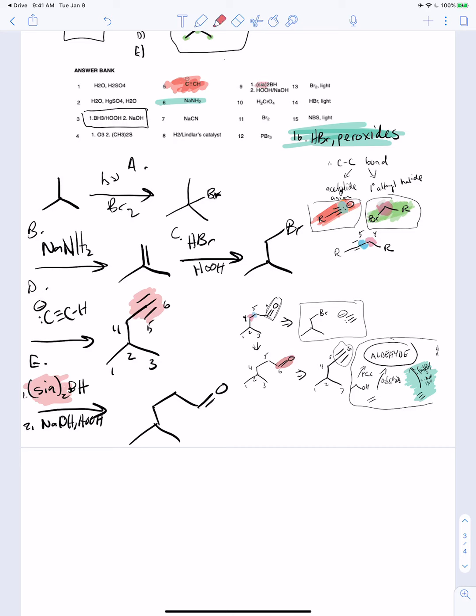The only thing I was pointing out up here is that for BH3 in peroxide, the peroxide should be in the second step. I think that's just a typo. But no matter what, you don't want to use that reagent.